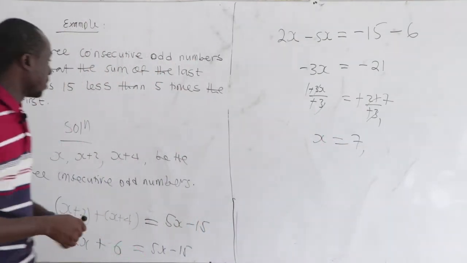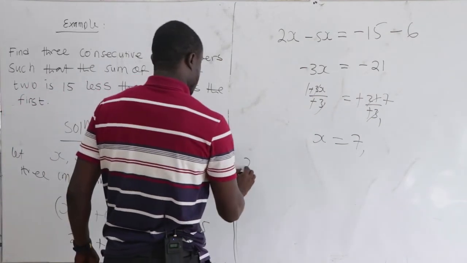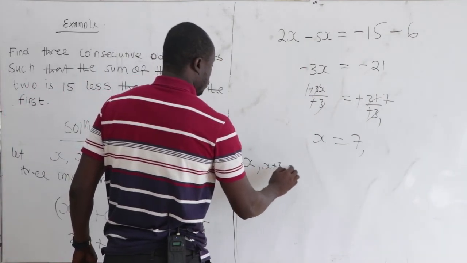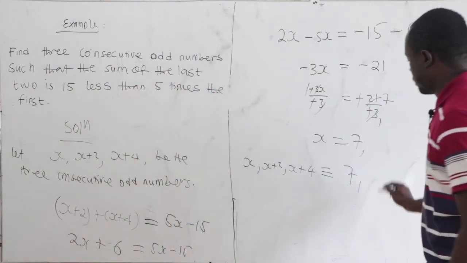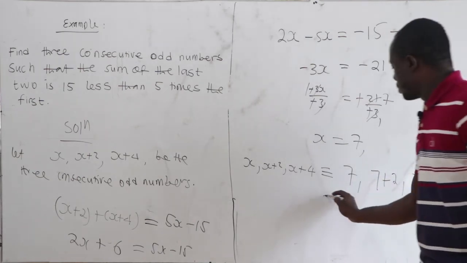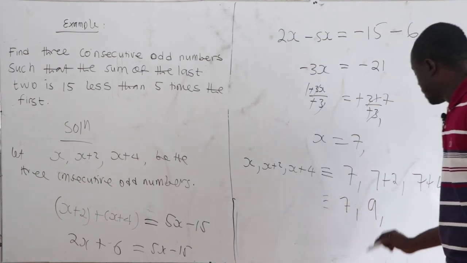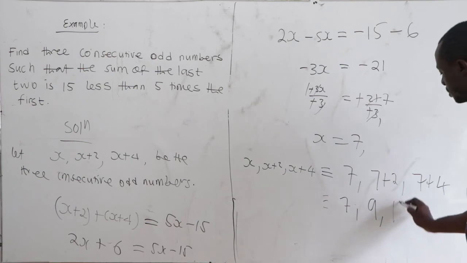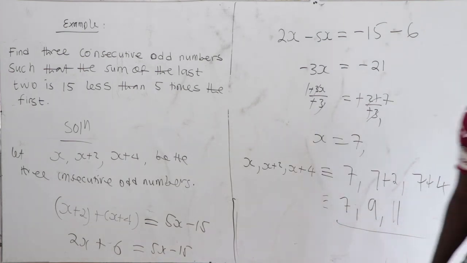We want to find these three numbers. We know the numbers are x, x plus 2, x plus 4. So the first one is 7, the second is 7 plus 2, and then 7 plus 4. Now we have 7, 7 plus 2 gives us 9, and 7 plus 4 gives us 11. So these are the three consecutive odd numbers.